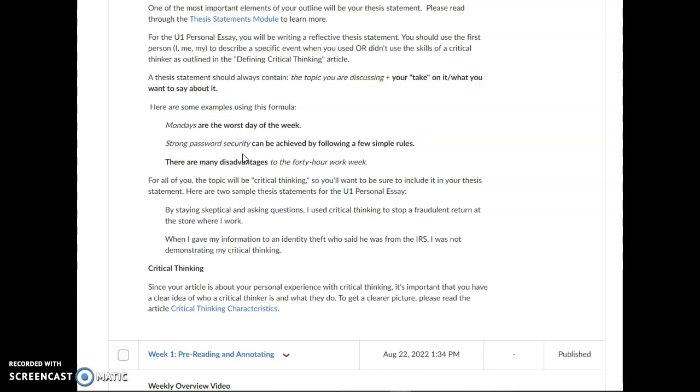It's going to include things like the first person and perhaps a scenario where you actually used critical thinking or didn't. That is the type of thesis statement that you want to write, a reflective one that offers some kind of personal interaction that you've had with the ideas of critical thinking as they're presented in the Defining Critical Thinking article.